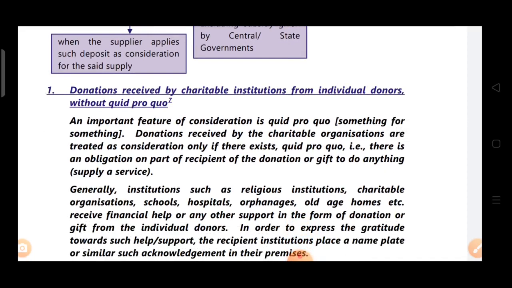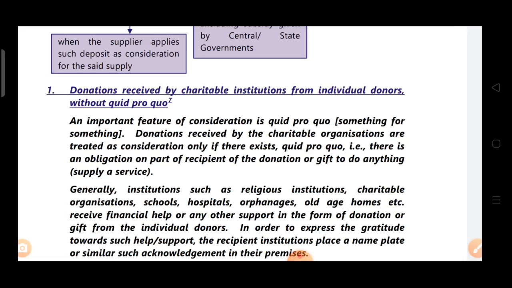Consideration means something. If any supply is made, then only consideration will be there. Without supply, there is no consideration, and without consideration, there is no supply. So donations received by charitable institutions are treated as consideration only if there exists quid pro quo, that is, an obligation on the part of the recipient of the donation or gift to do anything, that is, supply of service.